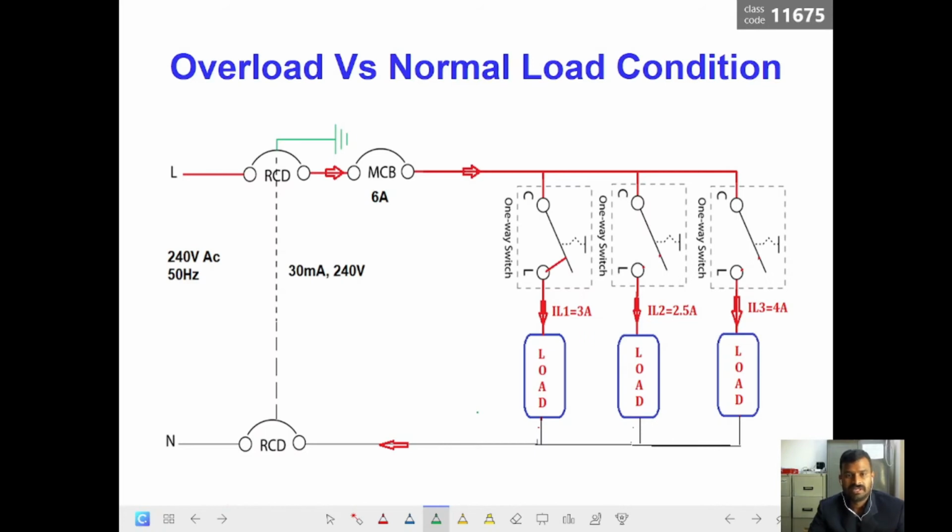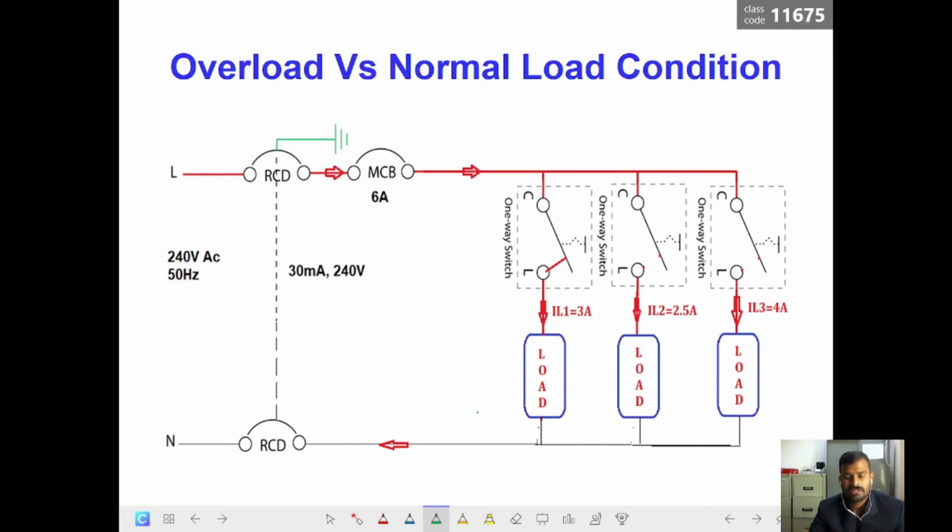You can see here, I just put a picture to explain this. In this circuit, as usual, I have an RCD with the same 30 milliampere current rating, 240 volt, and a 6 ampere MCB is placed here. I have three loads with different current ratings, and initially I turn on only one load which is taking 3 amperes of current.